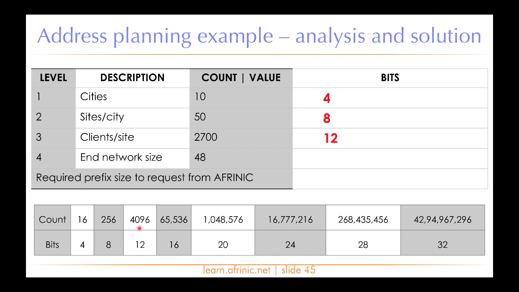Therefore, the amount of space that we need from Alphanet is this /48, that's the end network prefix size, minus 12 minus 8 minus 4, which is a /24. Okay. The /24 is the amount of space that you need to get from Alphanet in order to design the network that's specified in the problem.